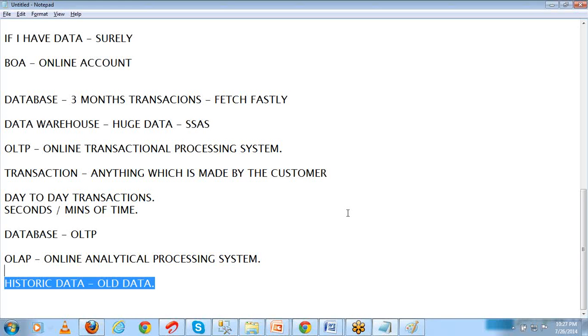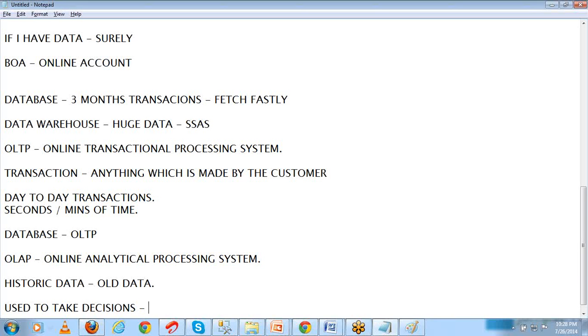Till now, okay? OLTP, OLAP, got it? Yep. So OLAP is dealing with history data. What is the purpose? Use it for reporting and taking decisions. So this is called DSS, meaning Decision Support System.